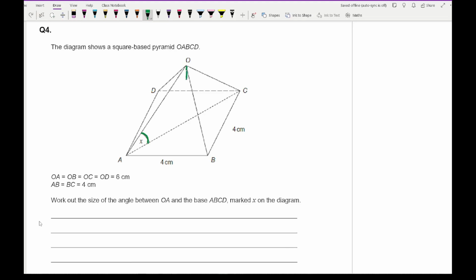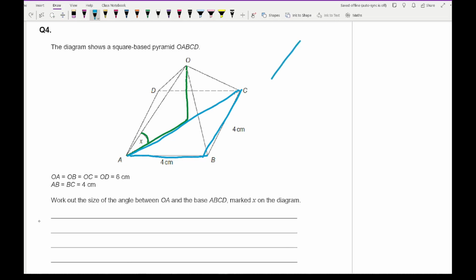Now, if you've seen these questions before with 3D trigonometry, it's always helpful to try and map out where you see right-angled triangles. The two triangles I'm going to be using are that green triangle and this blue triangle. In order to work out X, I need to work out what AC is.